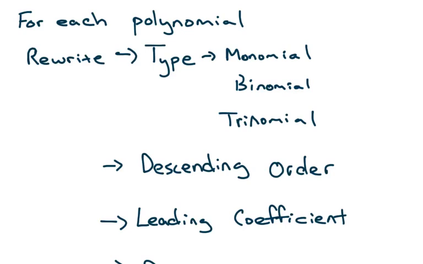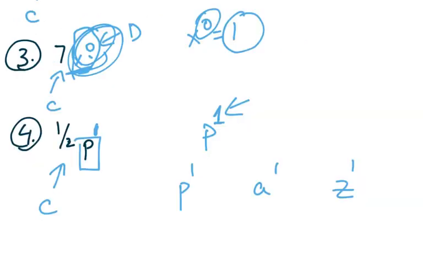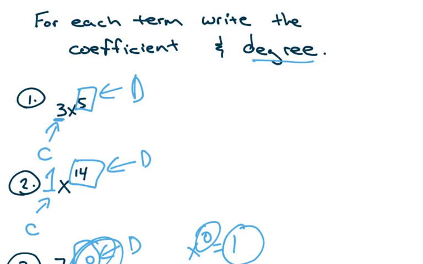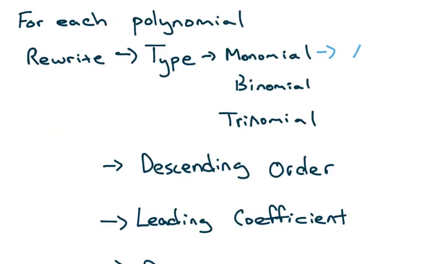It says for each polynomial, write the type. Is it a monomial, binomial, trinomial? So what is a monomial? Everything that we just saw in this section are monomials. It's when you have just one term. Binomials are when you have two terms.